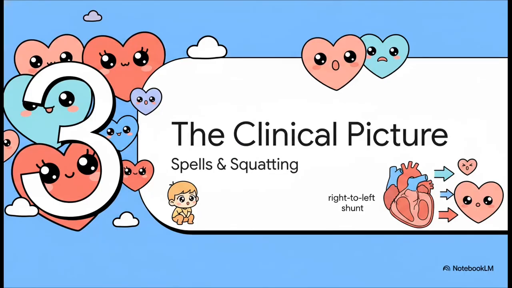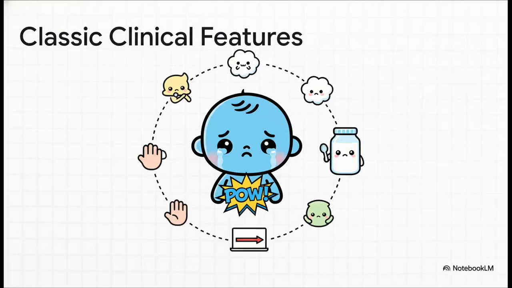Now that we've got the plumbing and the pressure dynamics down, let's see how this all plays out in the real world. What does this right-to-left shunt actually look like in a patient sitting in front of you? Typically, symptoms start to appear around 3 to 6 months of age. You see that cyanosis we've been talking about, shortness of breath, and because it's just plain hard work for them to eat and breathe, these infants often don't feed well and have what we call failure to thrive.